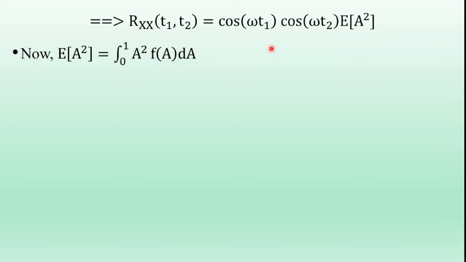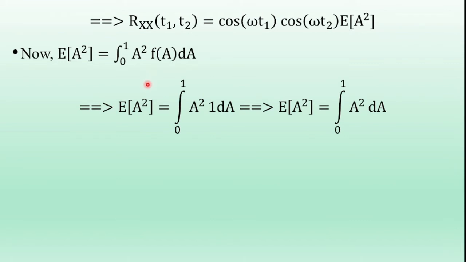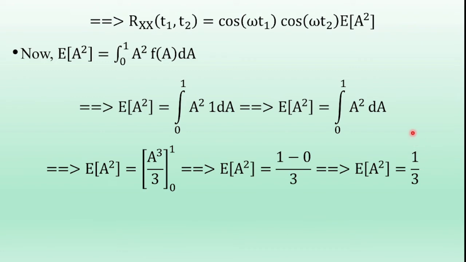Expectation of a square is equal to the integral 0 to 1 of a square into f of a dA. The range of the interval is 0 to 1, and the density function f of a is 1. So it is the integral 0 to 1 of a square into 1 dA. Integral of a square dA is a cube by 3 over 0 to 1. Substituting the upper and lower values, 1 cube minus 0 cube, where 1 cube is 1 and 0 cube is 0. So expectation of a square is equal to 1 by 3.